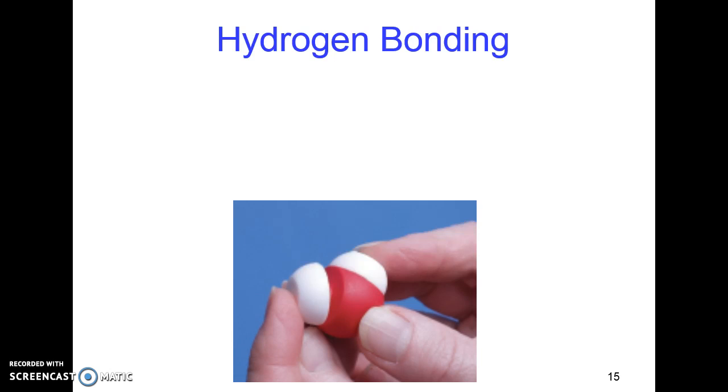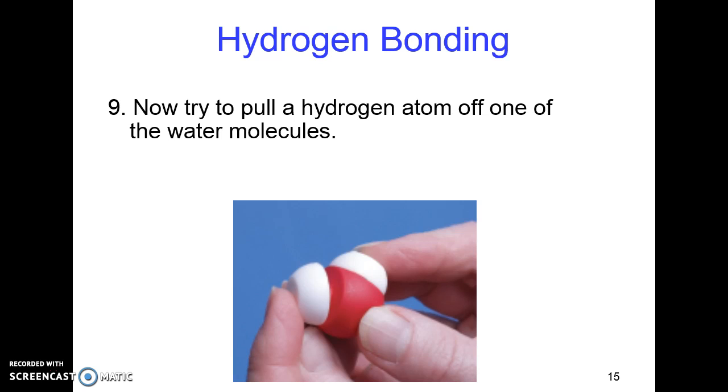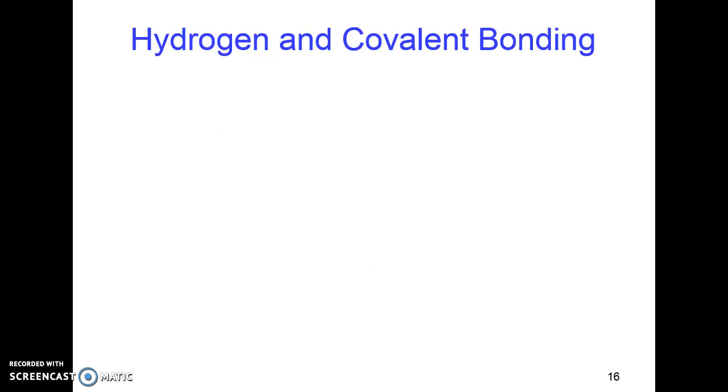All right, and you can see here's how you take one of those hydrogens off that water molecule if you need to do that. Now, did you try and pull a hydrogen off one of those water molecules? You're just going to see which one's harder, how much effort is needed.